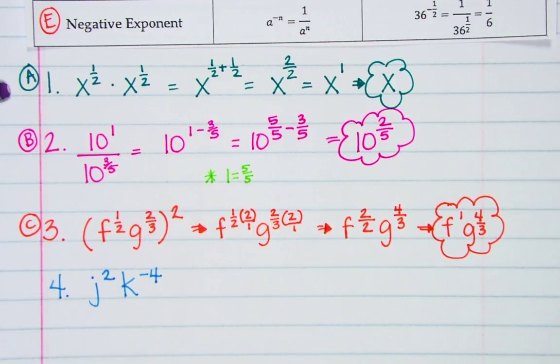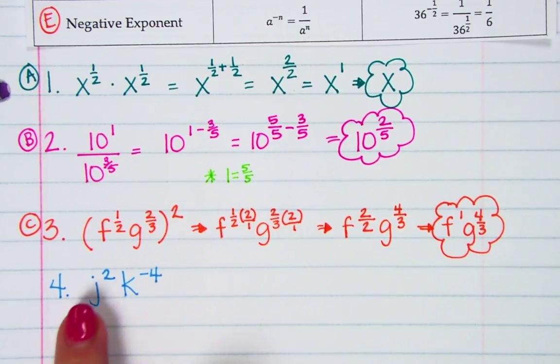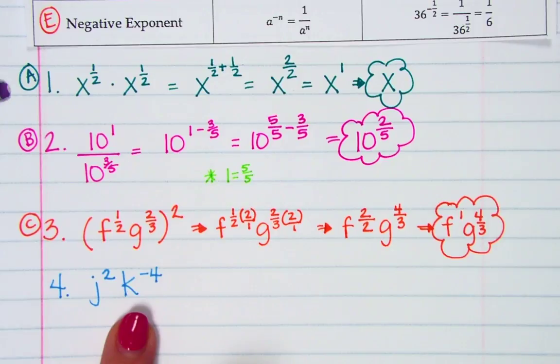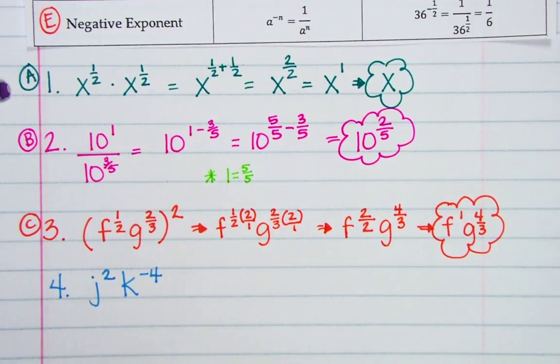Which rule do you think we're going to use for this one? Which one does it look like? C. A. All right, look at this problem. What do you see? It's a negative exponent. It doesn't look like A because J and K are two different ones. To be A, the first one, it has to have the same base. D, I know we went A, B, C, but we skipped D because we did that last class. It's got a negative exponent, so that's E.